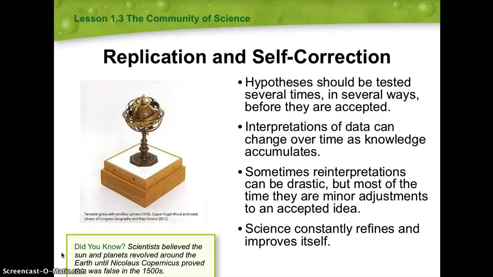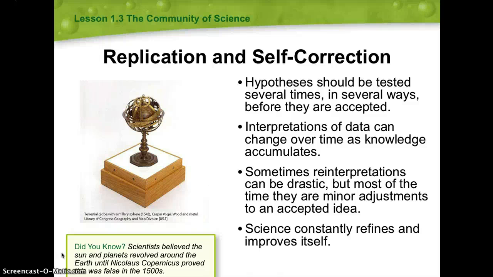Replication and self-correction. Hypotheses should be tested several times in several ways before they are accepted by the scientific community. Interpretations of data can change over time as knowledge accumulates, and sometimes reinterpretations can be drastic, but most of the time they are minor adjustments to an accepted idea. Scientists constantly refine and improve themselves.